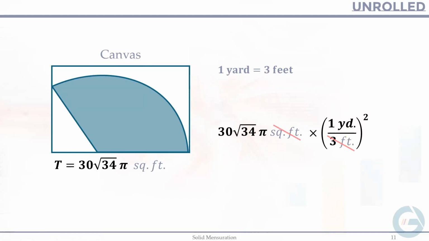So we have 30 square root of 34 pi divided by 9. Take note, 3 squared, so divided by 9. And the total area of the canvas in square yards is 61.06. So this is the final answer for this particular problem.